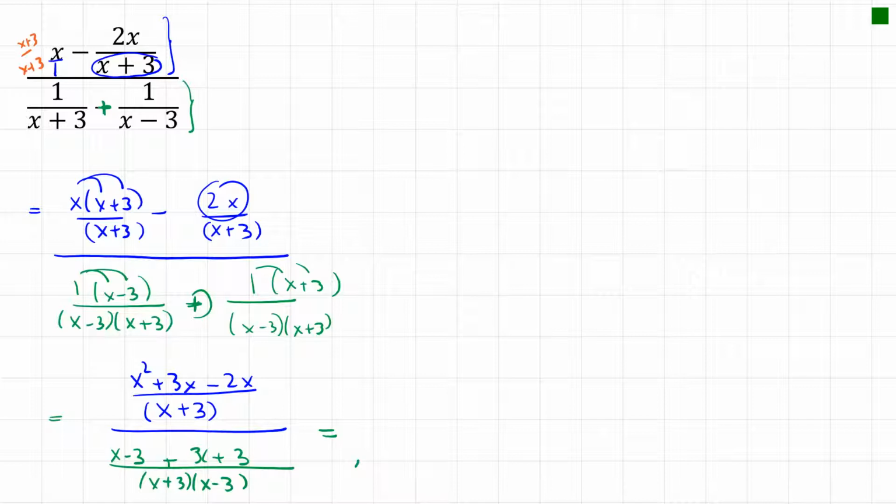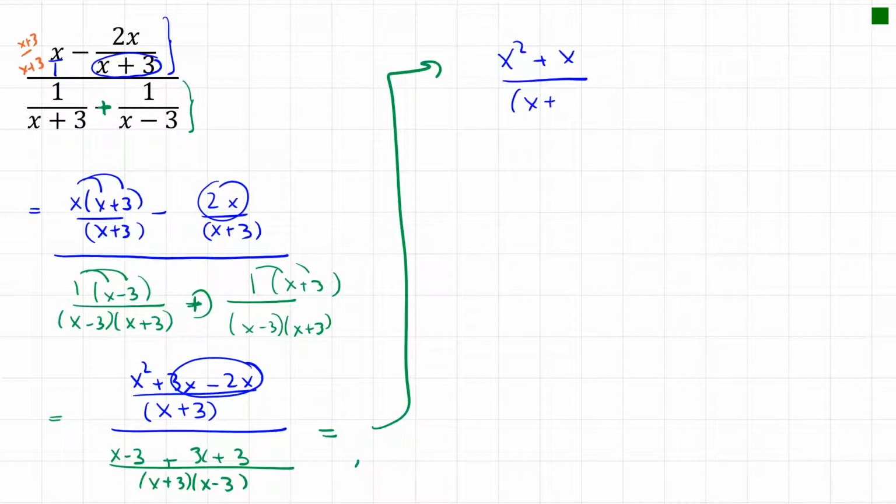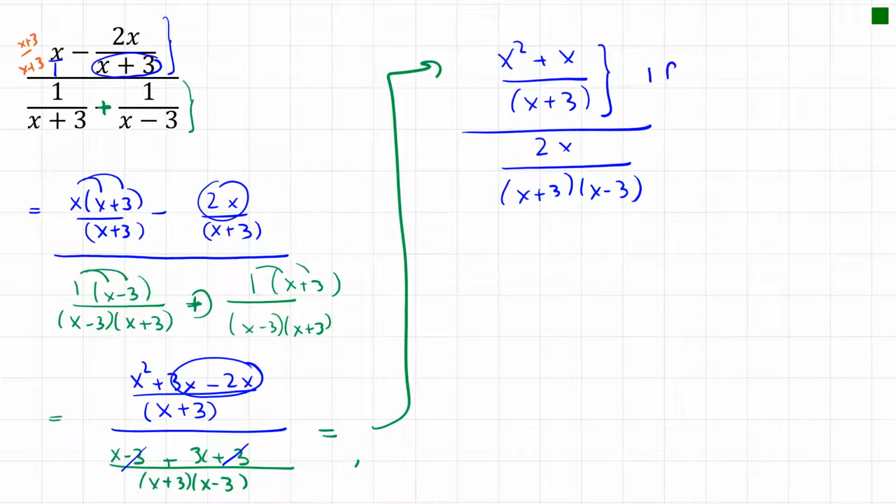So collecting like terms, 3x minus 2x is 1x over x plus 3. And in the denominator, the 3's cancel, plus 3 minus 3, so I have 2x over x plus 3, x minus 3. Now I've got one fraction in the numerator, and one fraction in the denominator.